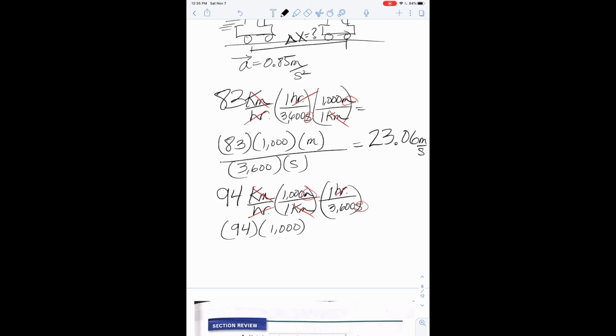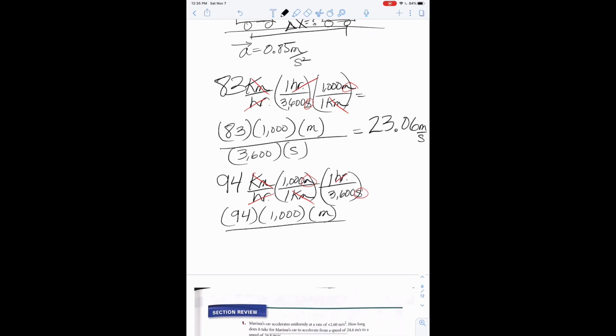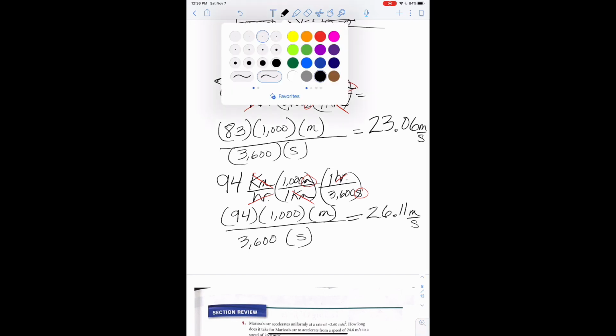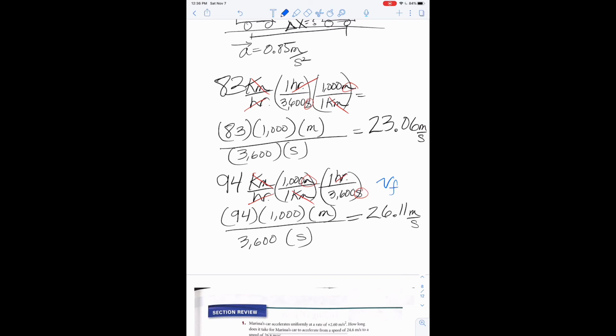Could I have just written the same fraction as above with a 94 instead of an 83? Yeah, I could have. But I was just being difficult. It's good practice, especially if you haven't done it in a little while. All right, so let's go ahead and plug that in the calculator. 26.11. Whew. All right. So there's our VF, and here's our VI.